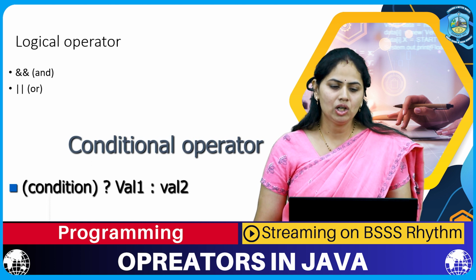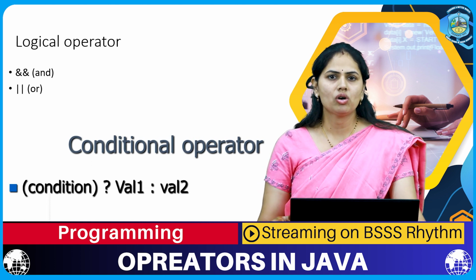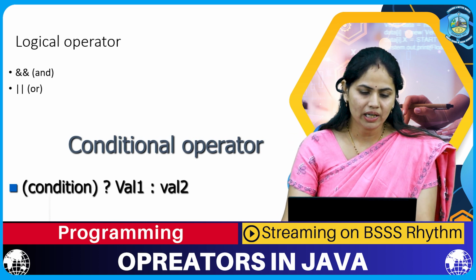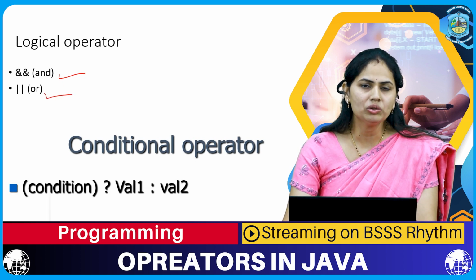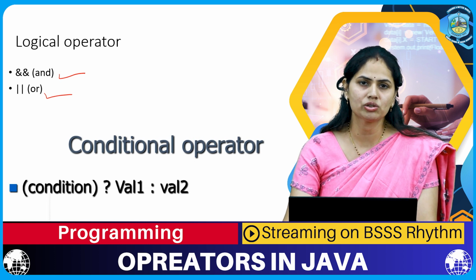Then we have the logical operator. The logical operator is also called the AND or OR operator. So, these are the symbols. The first one is for AND and the second one is for OR. Generally, we use these operators when we have multiple conditions to check.